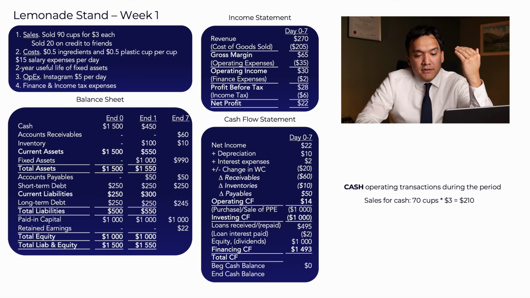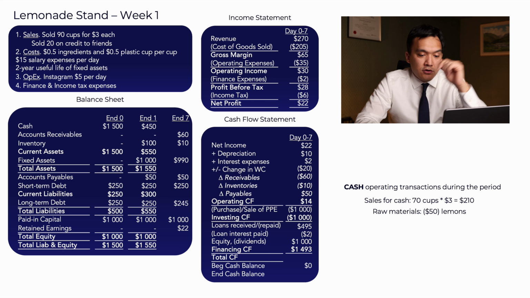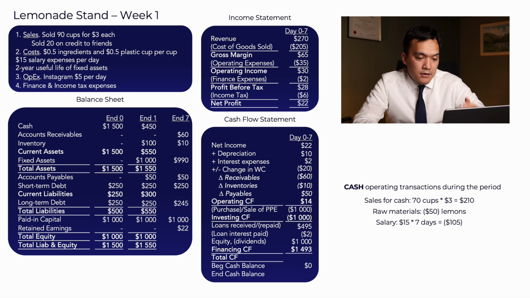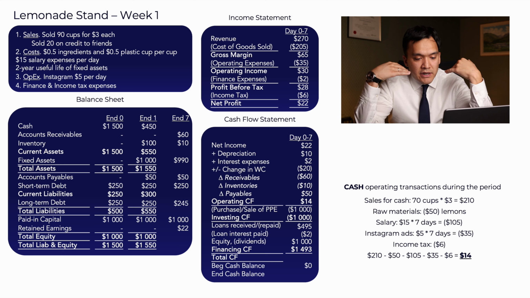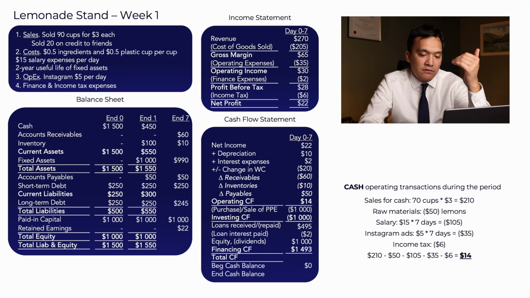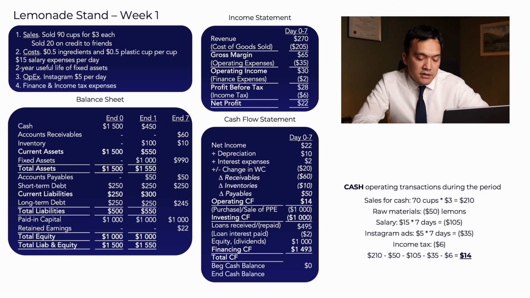We sold 70 cups worth $3 each for $210. These were cash sales during the period. We purchased $50 worth of lemons during the period. We paid salary expenses of $105. We spent $35 on Instagram ads, and we paid $6 of income tax. So $210 we received, and we paid $50, $105, $35, and $6. So our net operating cash flow during the period is $14. So you can see how we got to the $14 of operating cash flow.